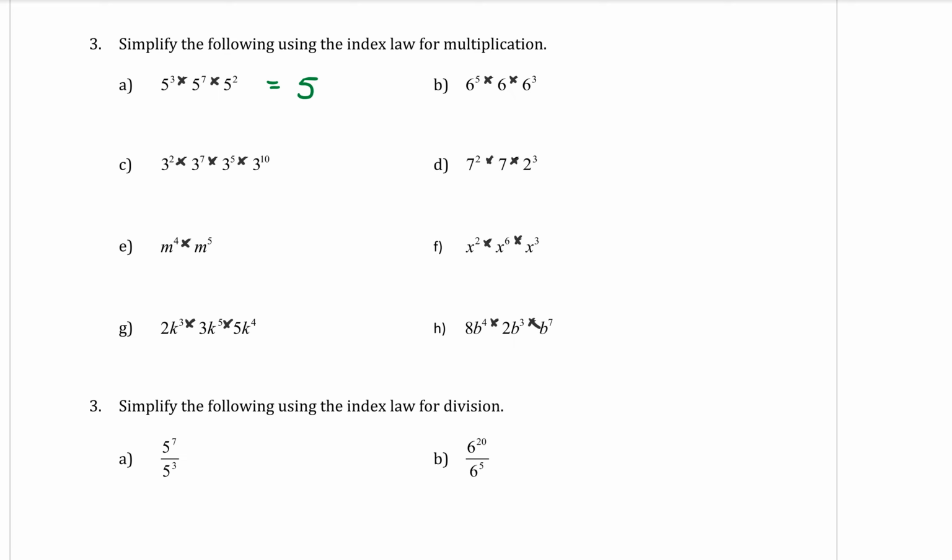So 3 plus 7 is 10, plus 2 more is 12. Okay, keep the base, just add those powers together.